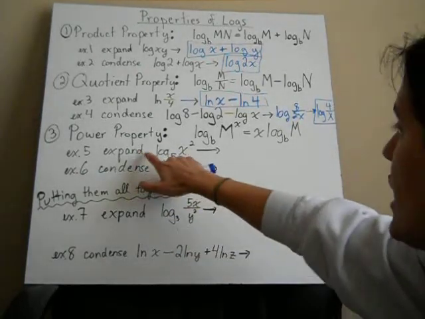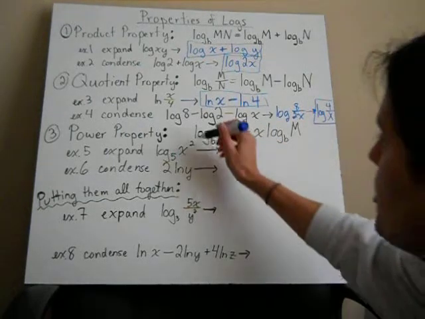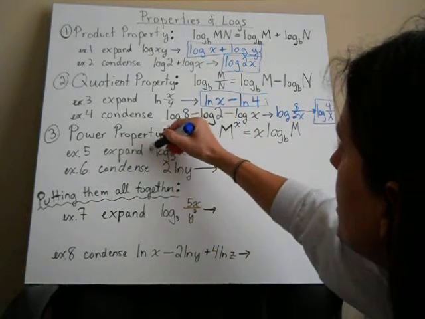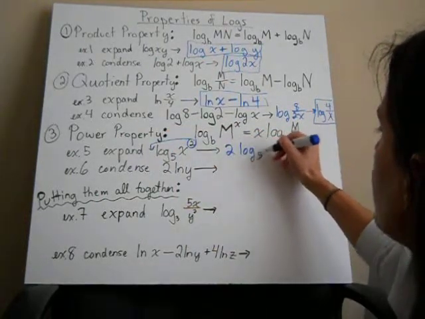Okay, so we're trying to expand log base 5 of x squared. That means that this 2, since it's the power, is allowed to hop down in front of the word log. So this becomes 2 log base 5 of x.